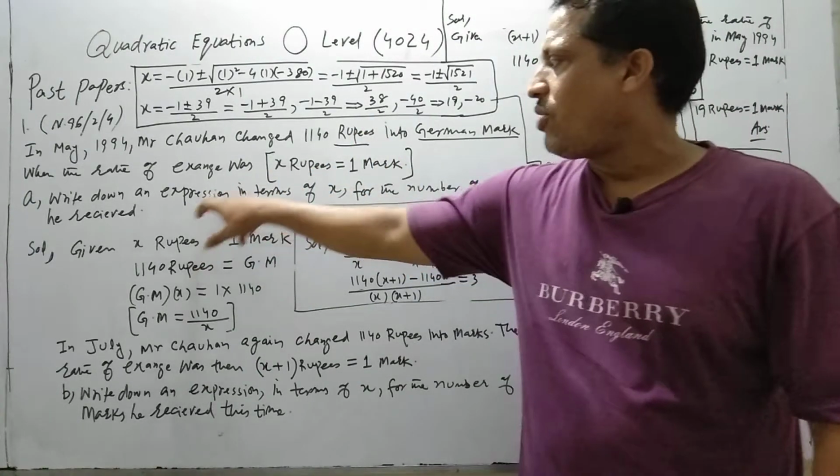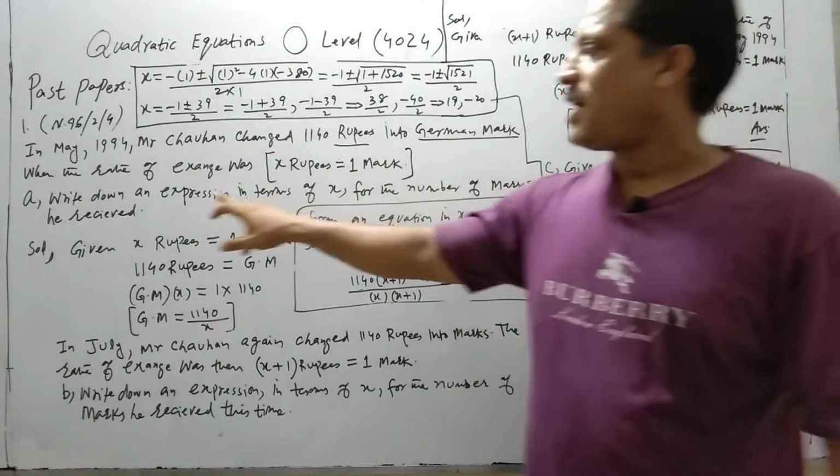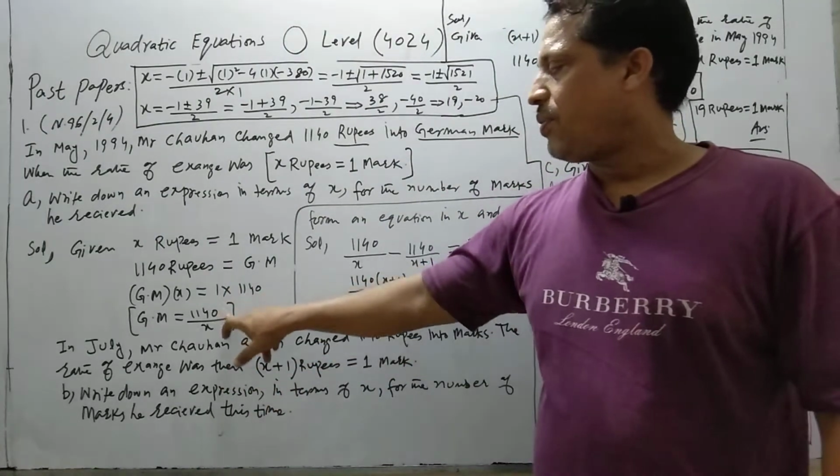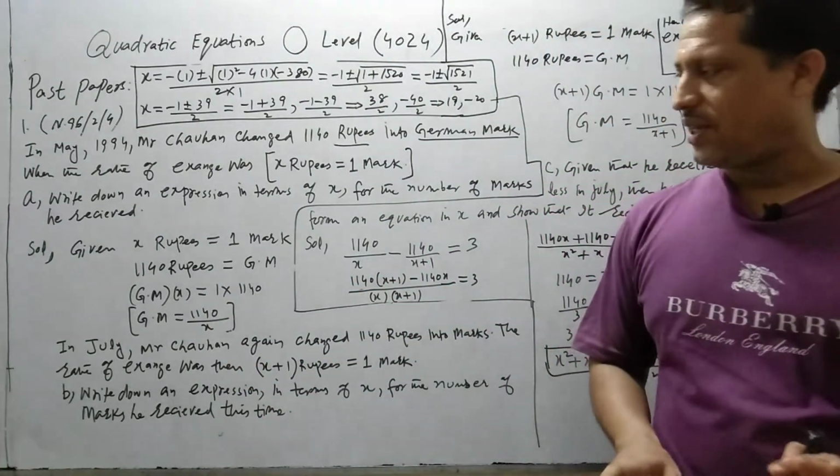What is part A? Write down an expression in terms of X for the number of marks he received. He received 1140 upon X marks. Okay.